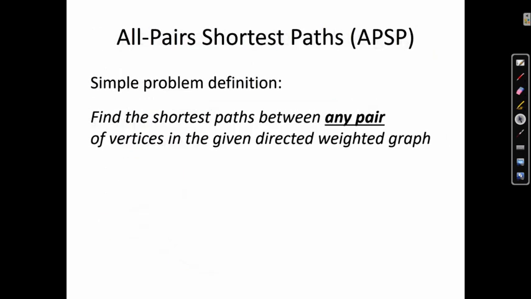Okay, so basically in order to find the diameter of a graph, you have to find the shortest path between every pair of vertices in your graph, right? So basically that's all pair shortest path, rather than a single source shortest path. From a single source to every other vertex, this is between every pair of vertices in your graph. Okay, so the definition is very simple. Just find shortest path between any pair of vertices in the given directed weighted graph.